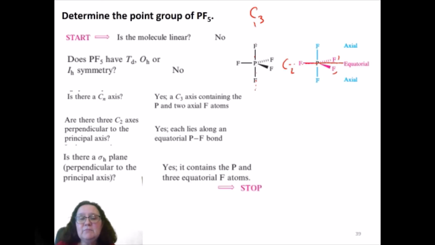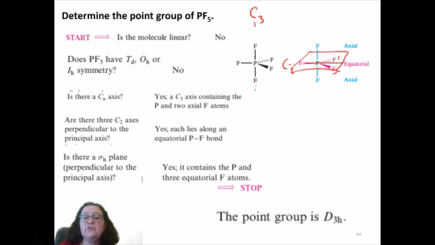Is there a symmetry plane, sigma h, that is perpendicular to the principal axis? Yes, the one that contains the phosphorus and the three equatorial fluorines. That's a mirror plane, and it's perpendicular to the C3. So we have reached the end of the character table for PF5, and the point group is D3h.